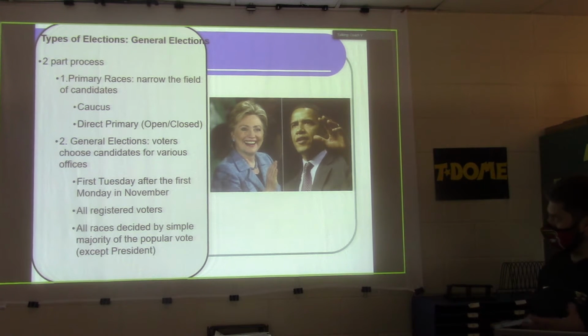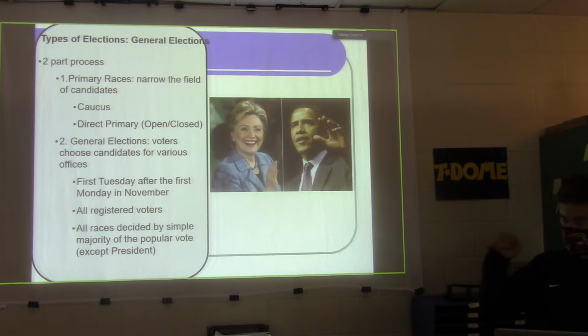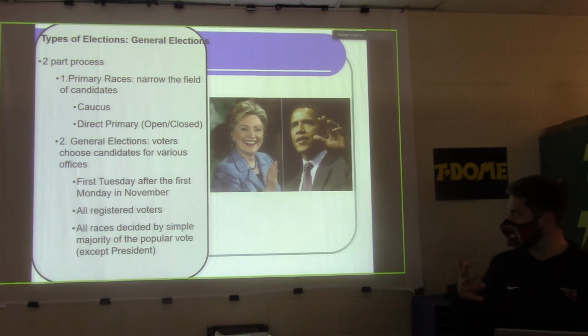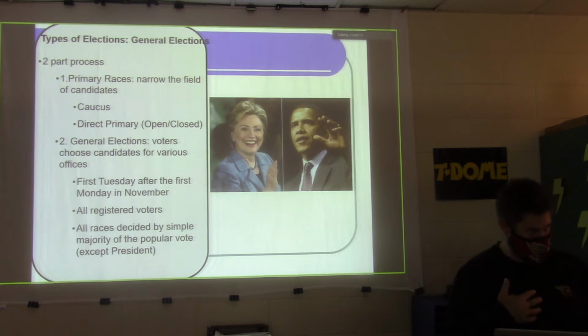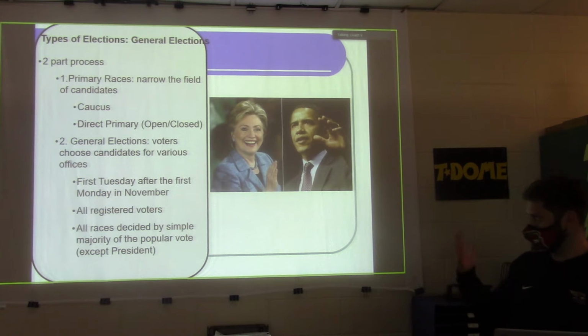All right, so there's a two-part process. So we have primary races. They narrow the field of candidates, and that usually happens in the particular party, so Democratic or Republican. We could call it two different things here. Caucuses, so some states choose to call it a caucus. And then a direct primary, which would be open or closed.